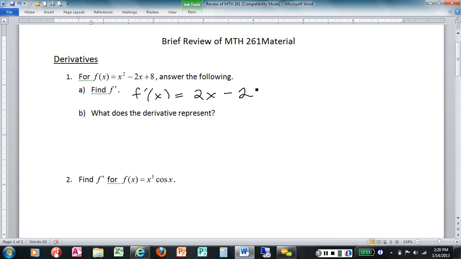The plus c? Yeah, the integral is where you utilize plus c. On derivatives, you don't do the plus c. The integral is the antiderivative, and that's where you have the plus c. So yeah, that's a good question.